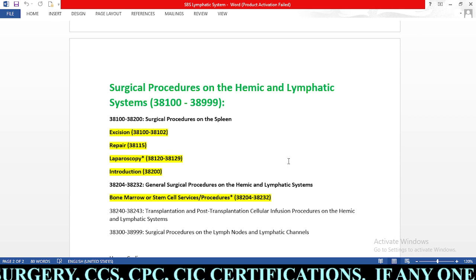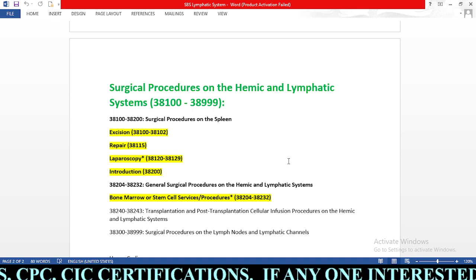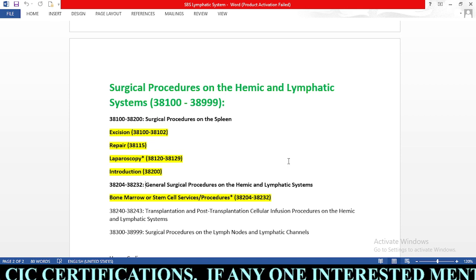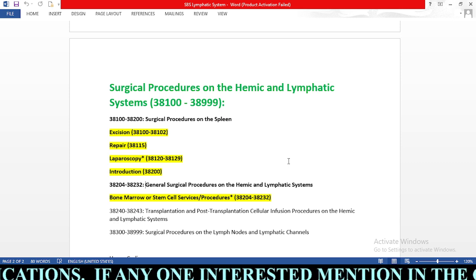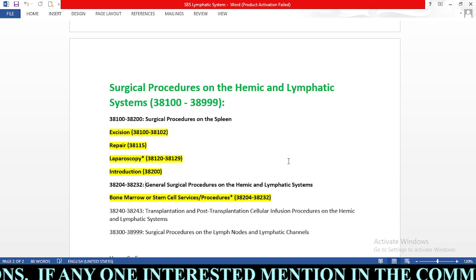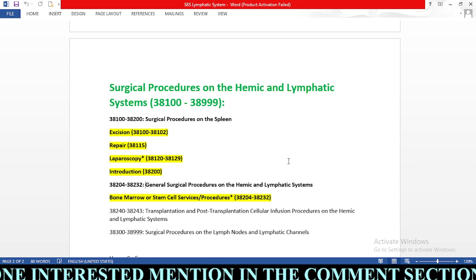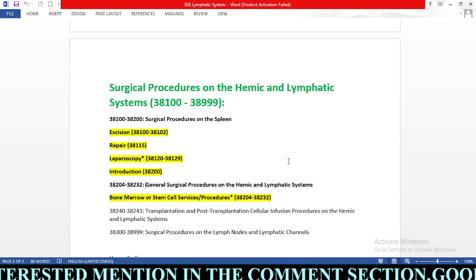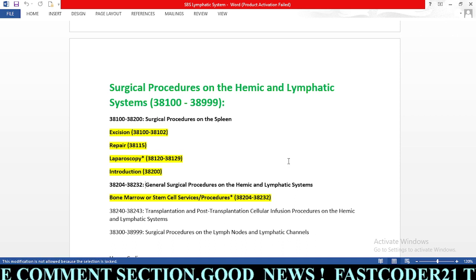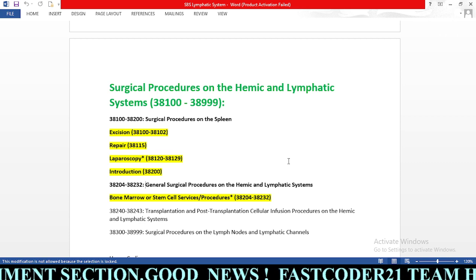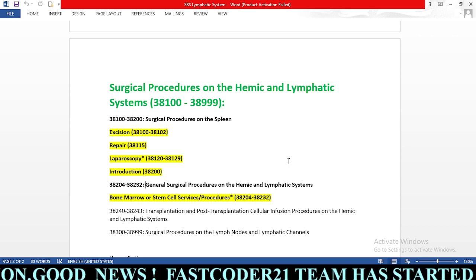If the physician performs only aspiration, we need to code 38220. If the physician performs only biopsy, we need to use 38221. But if the physician performs both biopsy and aspiration, how do you code? Here we need to use 38222. This is a very important point. You need to remember that we have separate codes for aspiration and biopsy, and also a separate code for the combination of biopsy and aspiration. Next we have 38230, bone marrow harvesting for transplantation, allogeneic, and 38232 for autologous.